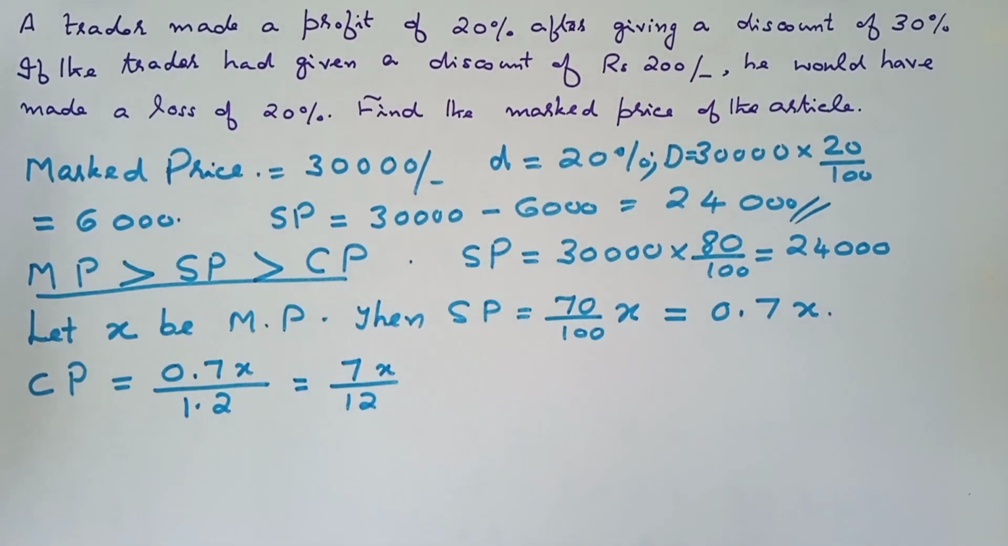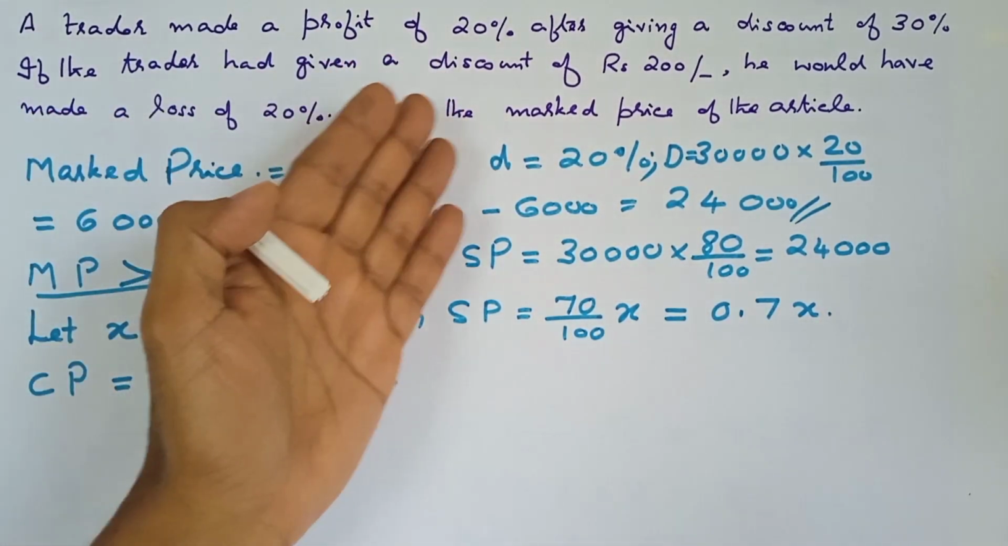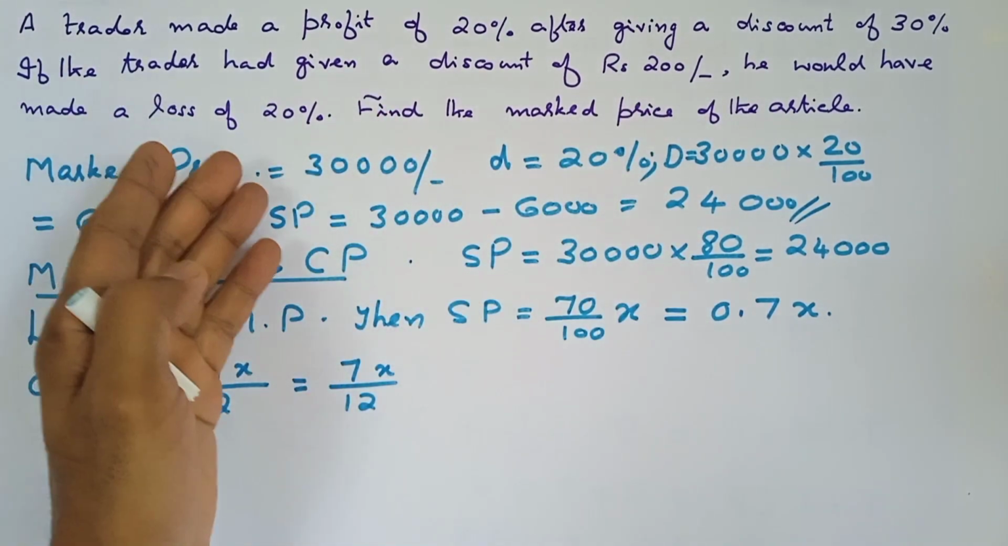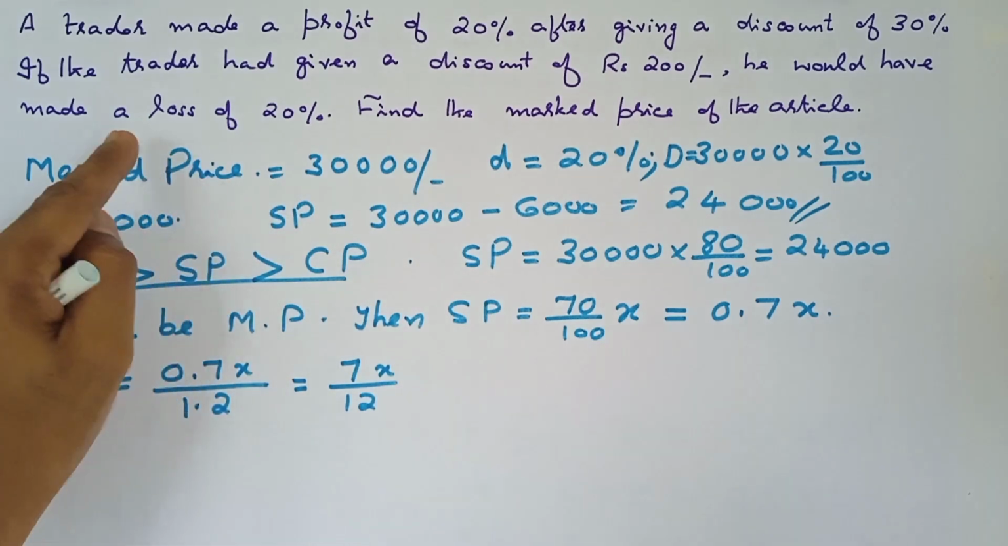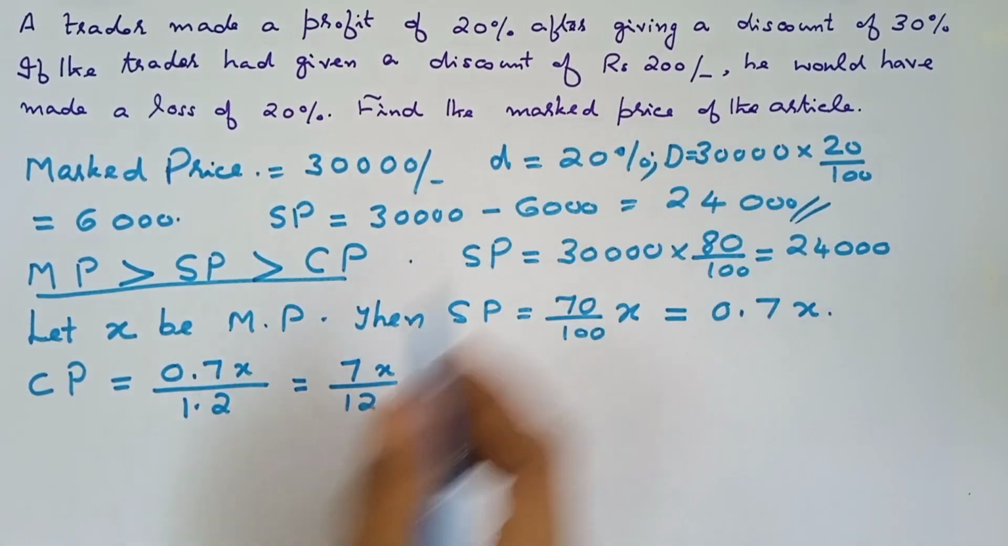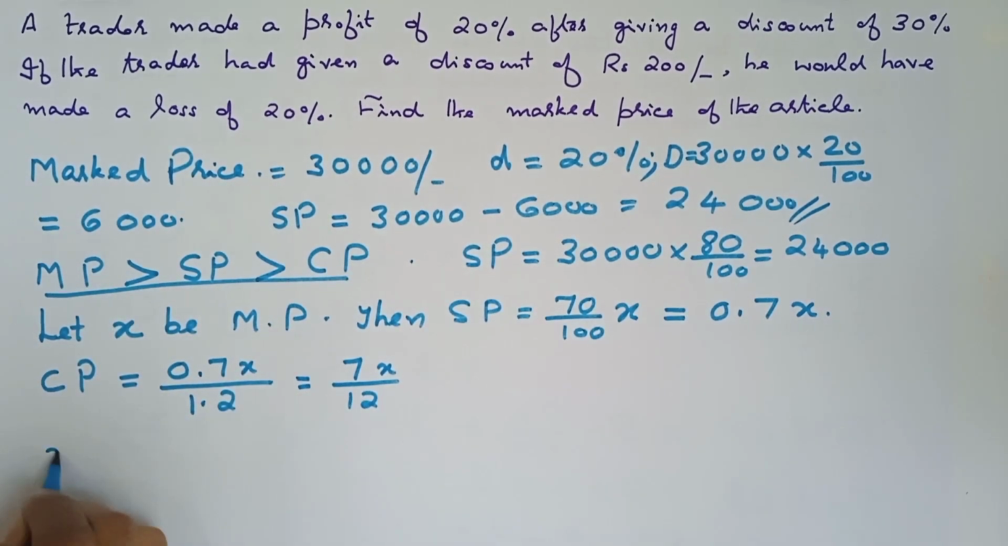See, now there is another case. Hypothetically, they say if a discount of 200 rupees had been allowed on the same product, the trader would incur a loss of 20%. How do you translate that into an equation? Again, X is the marked price.